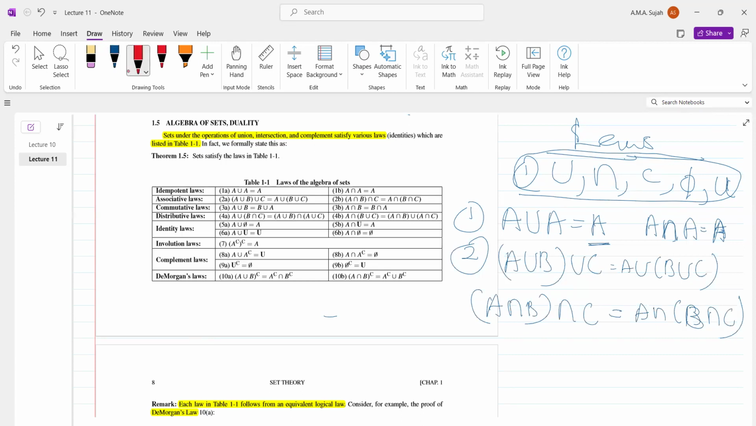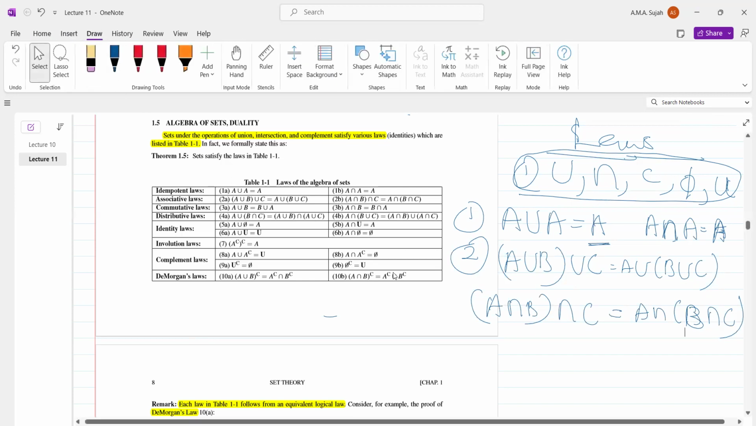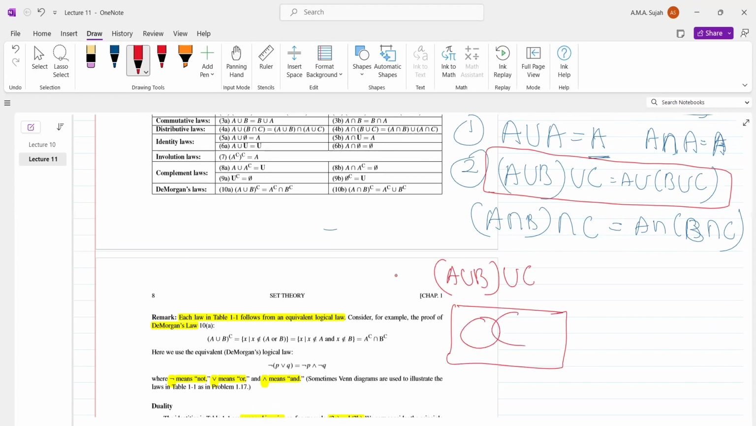Okay, I will explain the first one with the help of a Venn diagram, right? If you look at this associative law, just consider the left portion. What does the left portion say? (A union B) union C, right? So if you draw a Venn diagram for these three sets, now tell me, A union B is what? Let's say, yeah, I forgot to write the letters, right?